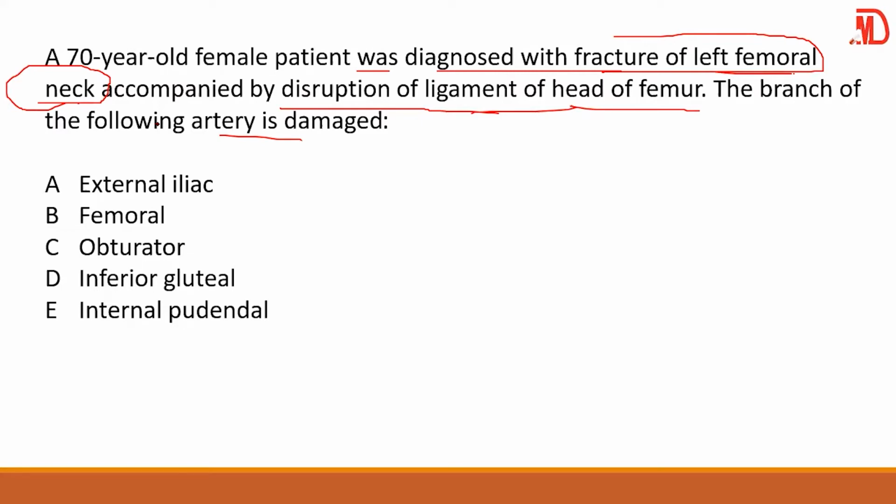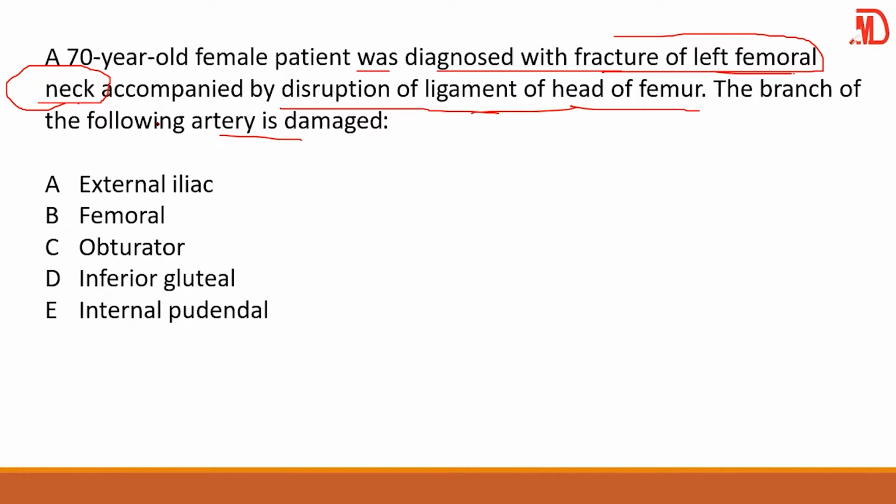So in human anatomy, the ligament of the head of the femur is called the round ligament of the femur. We can also have the ligamentum teres, or the foveal ligament. They are all referring to the ligament of the head of the femur.